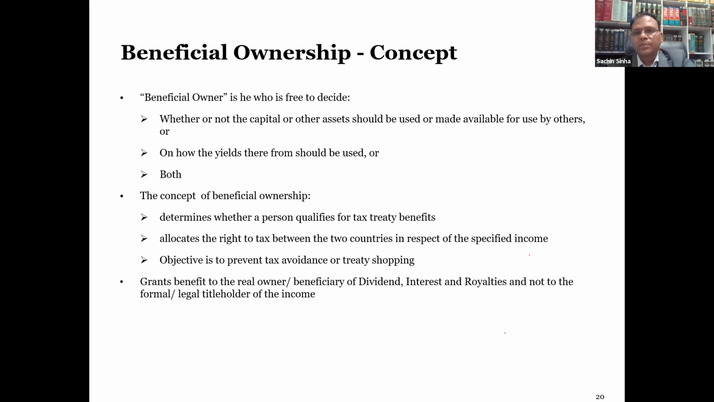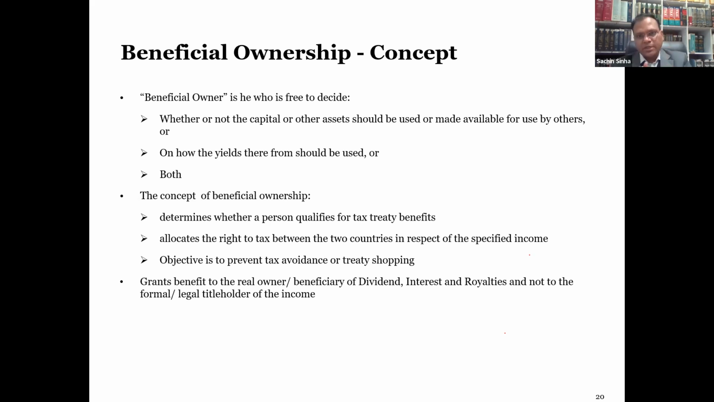As you know, in the Companies Act also nowadays, they ask who is the ultimate beneficial owner, so the UBO clause is there. As per, I think, section 90 or 179, it is asked that you need to mention who is the ultimate beneficial owner. It means not the company above that company, but the one who is ultimately holding. So who is taking the shots? Whether or not the capital or other assets should be used or made available. So the concept of beneficial owner determines whether a person qualifies for tax residency treaty benefit.